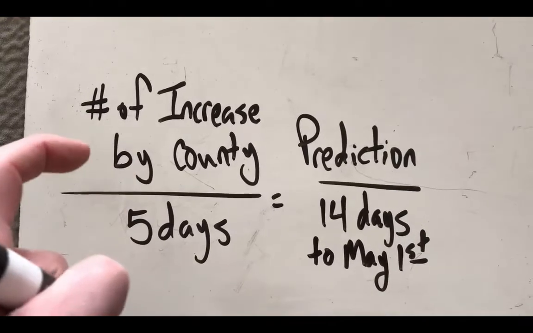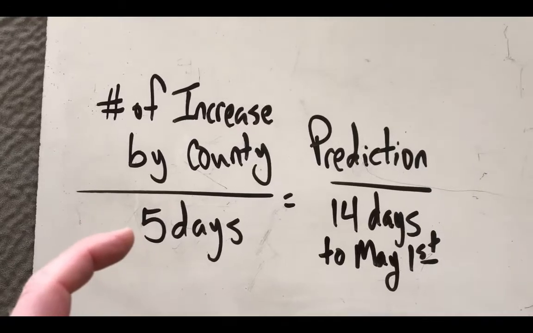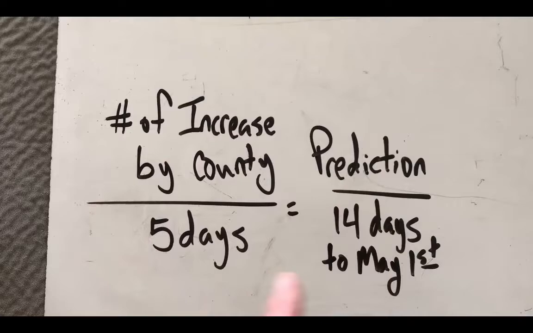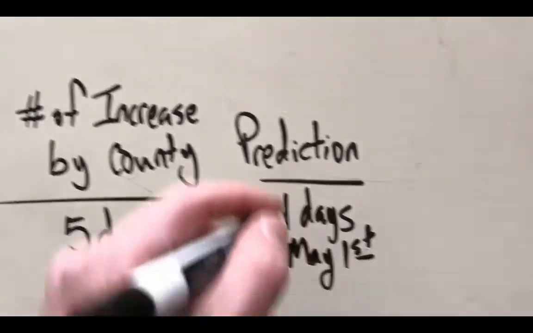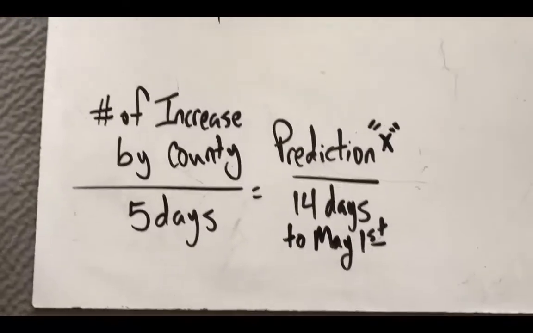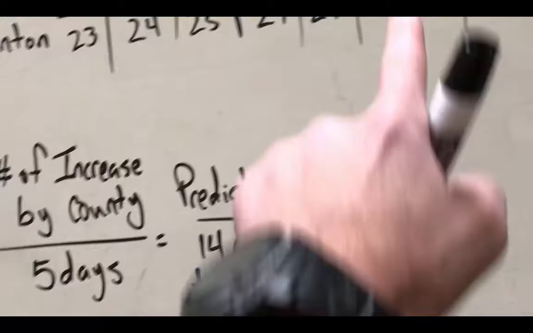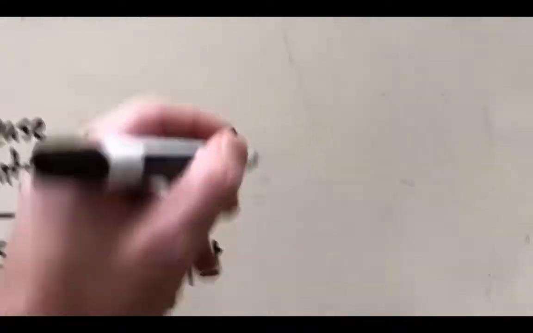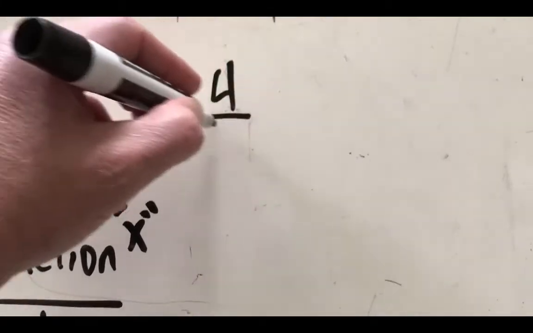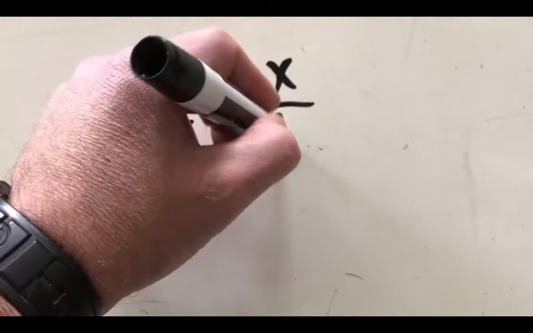But this is the number of increases by county divided by 5 days is going to be equal to, so this is a proportion, it's going to be equal to our prediction, or our x, if you want to think of this as math, over our 14 days to May 1st. And so I'm going to take my numbers and put them where they go. So the 4, I'm going to write it up here. 4 over 5 is going to be equal to x over 14.